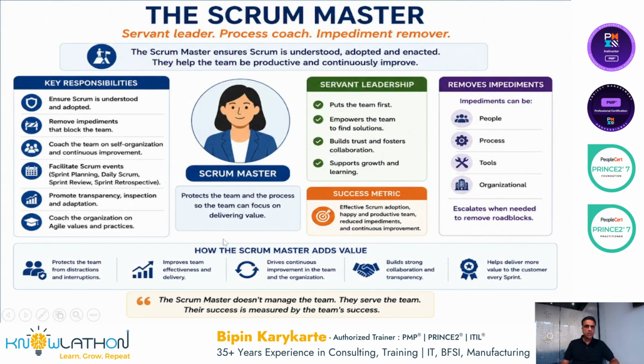So the next role is the Scrum Master. The Scrum Master is basically a servant leader. A servant leader is somebody who empowers the team, then takes a backseat and allows the team to work. And then if the team faces any issues, any problems, the person steps in front again, helps the team to solve the problem, and then the team continues. Okay, the Scrum Master is also the process coach and impediment remover.